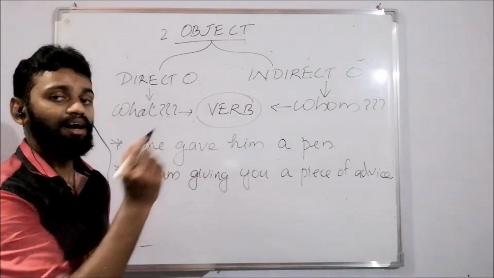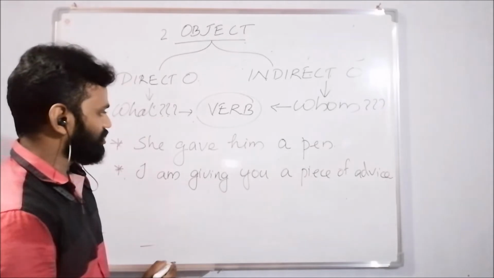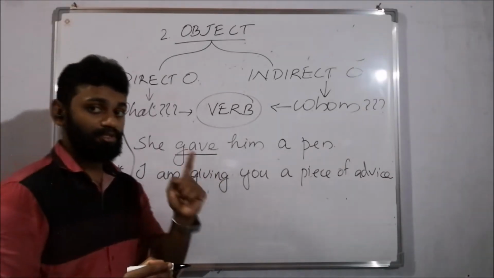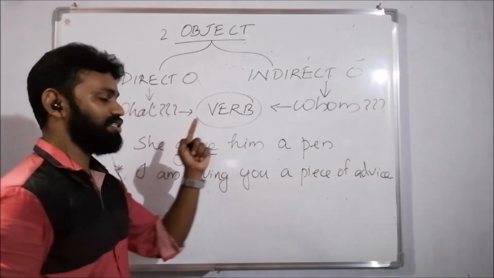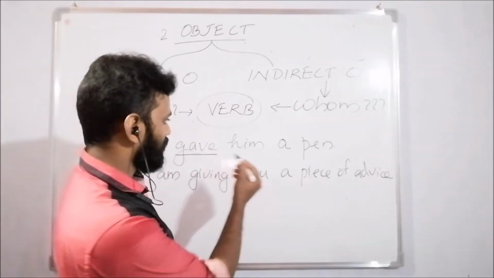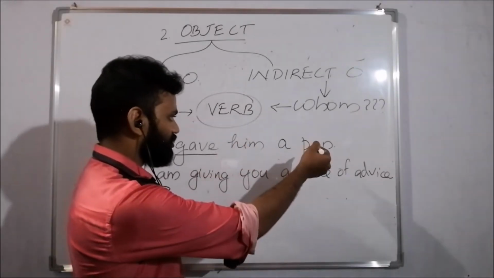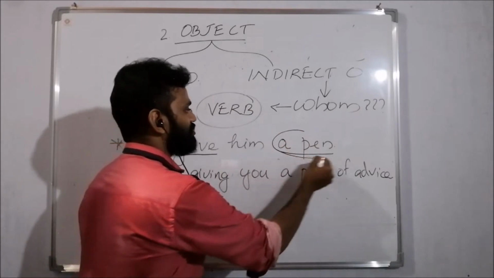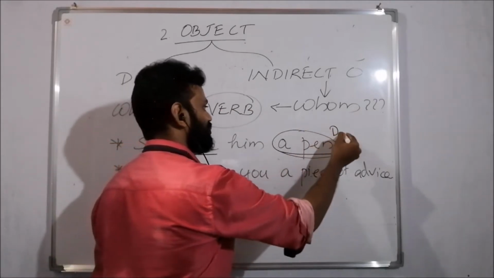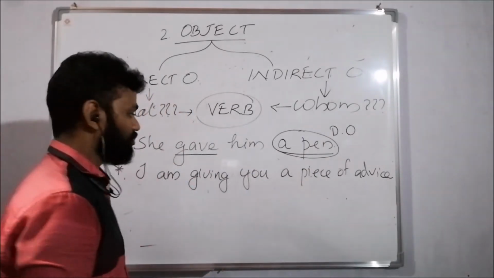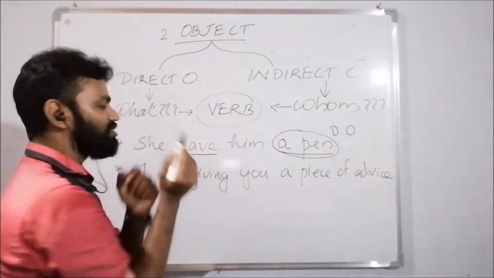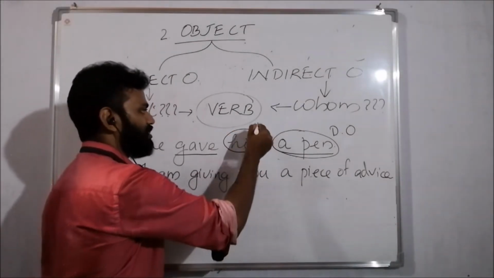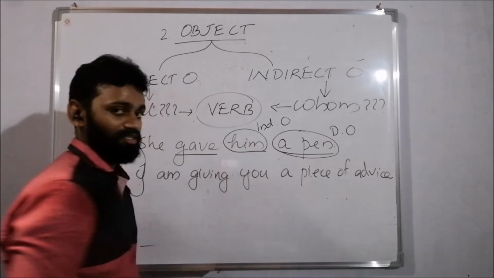She gave him a pen. Now, in this sentence, the verb is gave. So, I'm going to ask the first question. What did she give? And do we have an answer? She did not give him. She gave a pen. Yes. So now this pen is the thing she gave. This will be the direct object. Now, second question. Whom did she give? We know the answer. She gave him, and him is the indirect object.